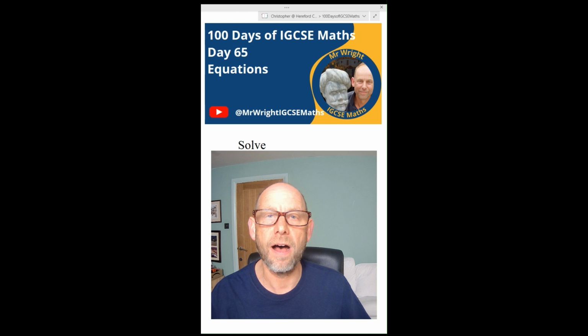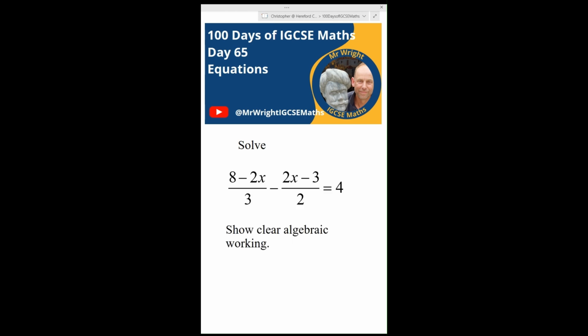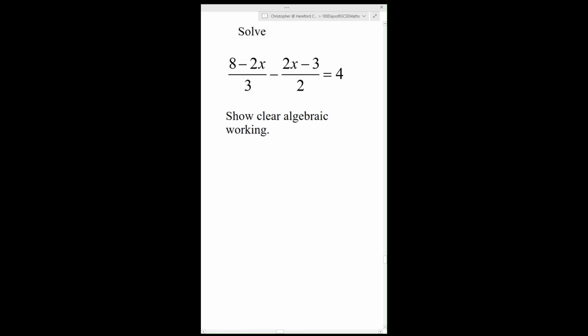Day 65. Pause the film now if you'd like to do the question before me. Okay, I've got 3 and 2 on my denominators there, so I'm going to multiply everything by 6. If I multiply something divided by 3 by 6, I end up with 2 of them. Copy this minus sign carefully. If I multiply something divided by 2 by 6, then I end up with 3 of them, and 4 times 6 is 24. Right, multiply out the brackets.